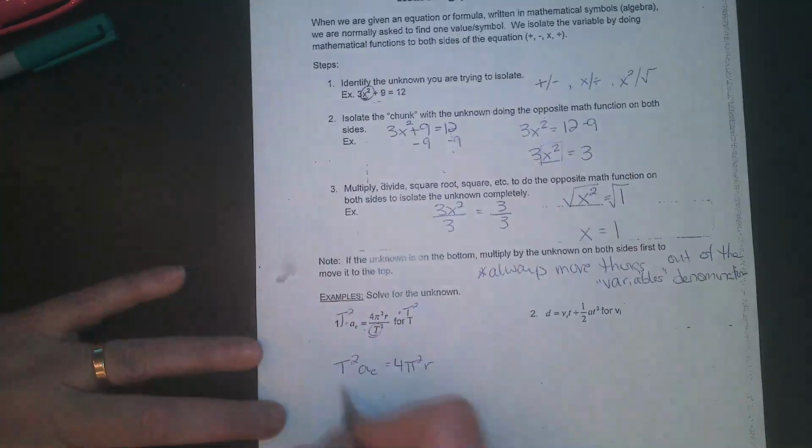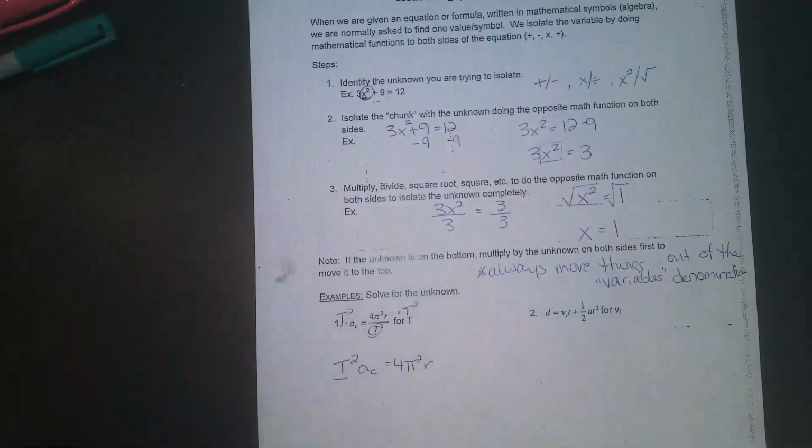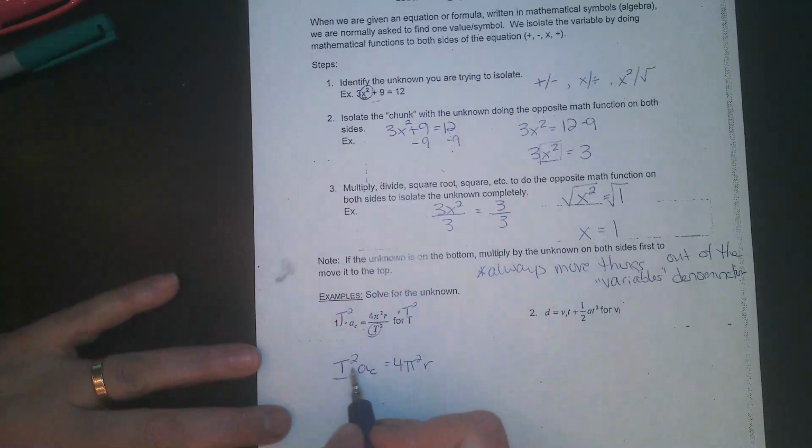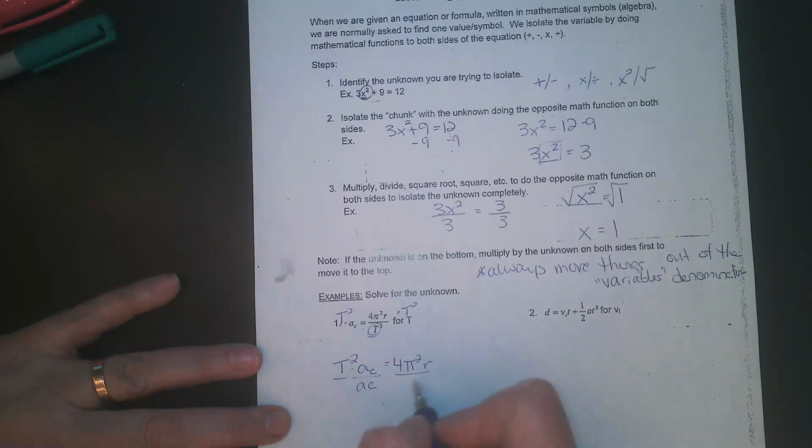Now we can look at isolating t squared. Now that it's in the numerator, it's much easier to work with. The opposite math function of multiplication is dividing. So we're going to divide by AC on both sides because we need to keep the system equal. T squared is equal to 4 pi squared r over AC.